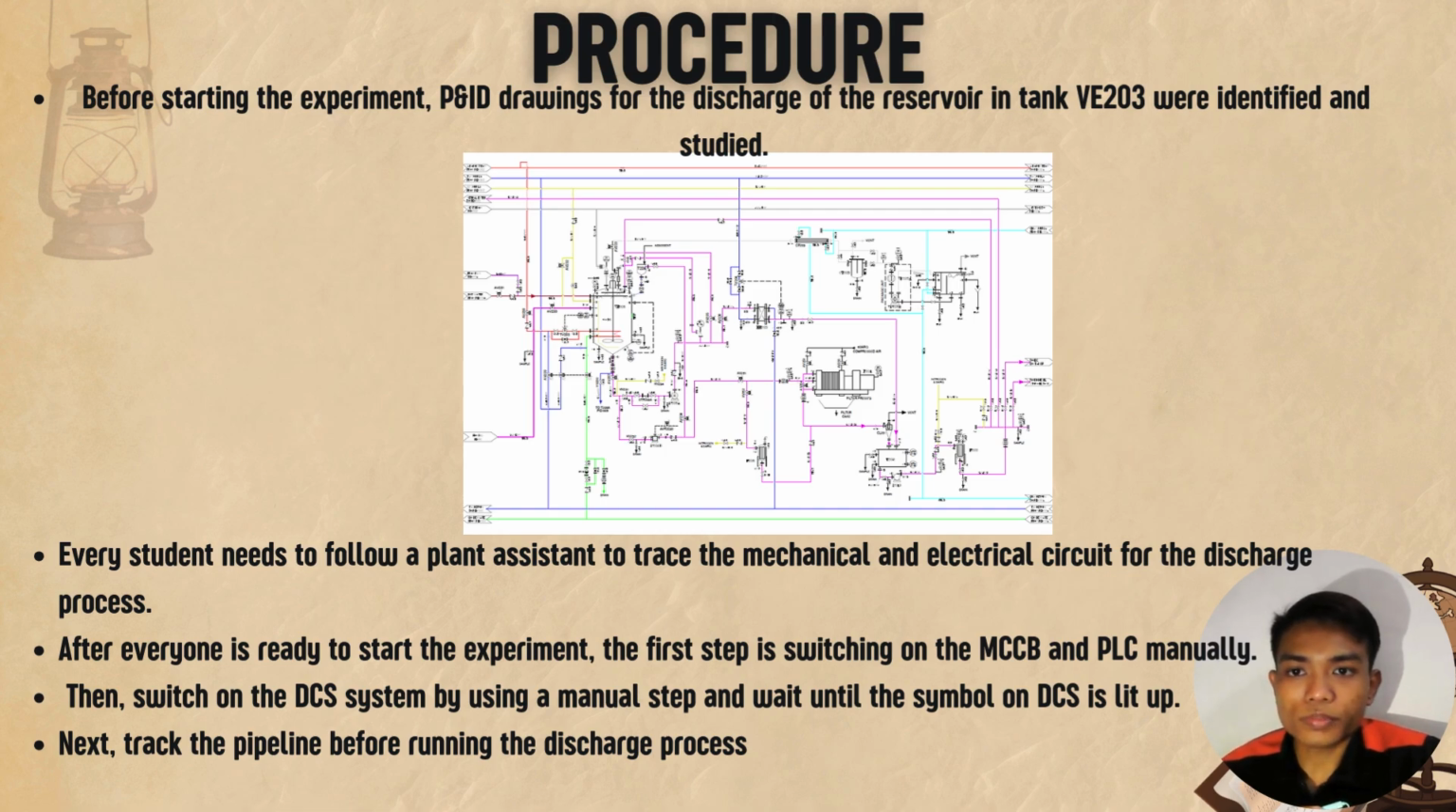Okay, next we go into the procedure. Before starting the experiment, the P&ID drawing for the discharge of the reservoir in tank VA20203 was identified and studied. And this is the P&ID. Every student needs to follow a plant assistant to trace the mechanical and electrical circuit for the discharge process. After everyone is ready to start the experiment, the first step is switching on the MCCB and PLC manually. Then switch on the DCS system using a manual step and wait until the symbol on the DCS is lit up. Next, trace the pipeline before running the discharge process.